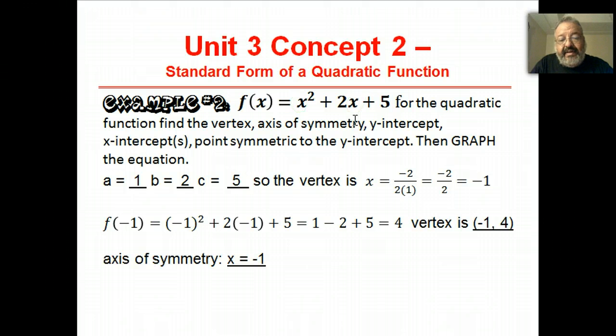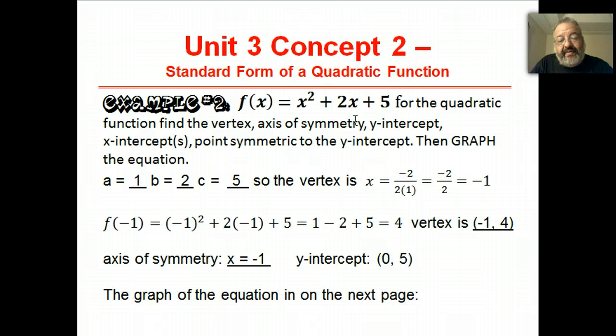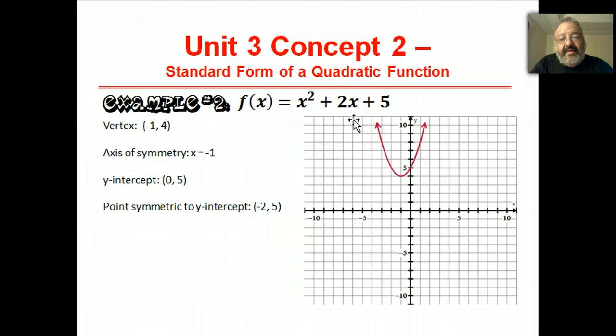The axis of symmetry is x is equal to negative 1. The y-intercept is at 0, 5. And the graph is on the next page. And there's the graph. Now, one thing about this graph is it does not have x-intercepts, and so in this case I just didn't bother with those.